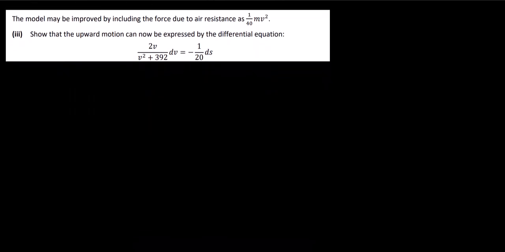Okay, next question. The model may be improved by including the force due to air resistance as 1/40 mv squared. Show that the upward motion can now be expressed by the differential equation, that thing there. So we have our particle, and the particle has two forces acting down. One is air resistance, so that's acting down in this direction, and it has a magnitude of 1/40 mv squared. Now the other one then is its weight, which is just mg, and there's acceleration then in this direction.